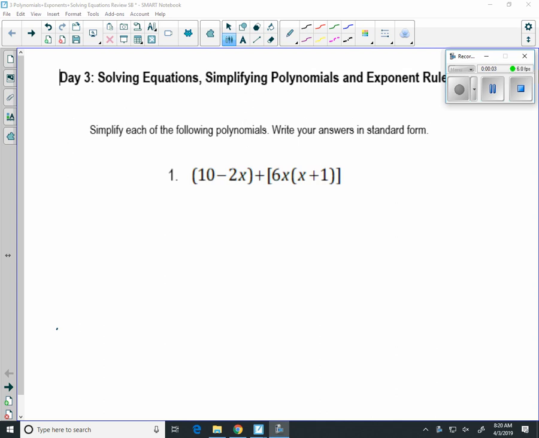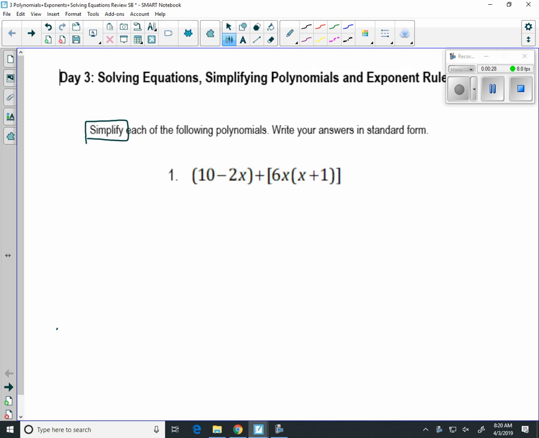Solving equations, simplifying polynomials, and exponent rules. I like that these are put together because sometimes we don't know when to get x by itself and when not to get x by itself. On a problem like this, we don't want to get x by itself. There's no equal sign, and it says simplify. What that means is we're just going to go as far as we can with multiplication and combining like terms.